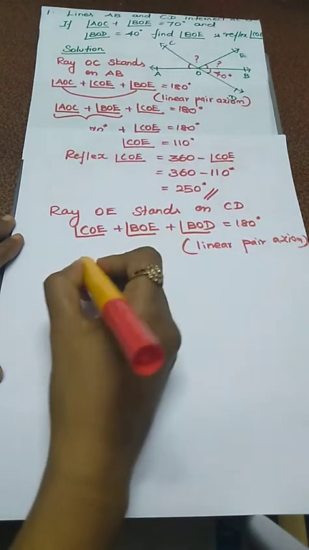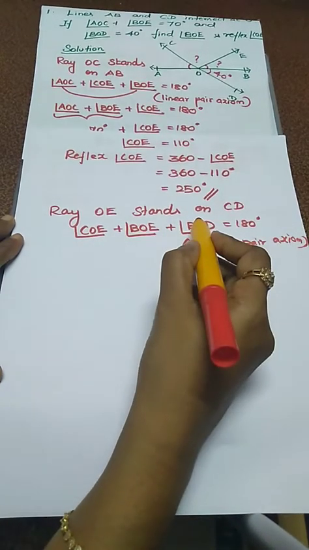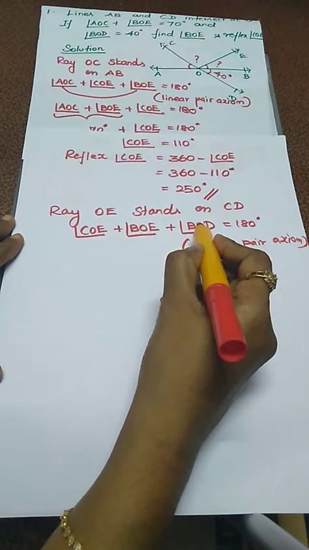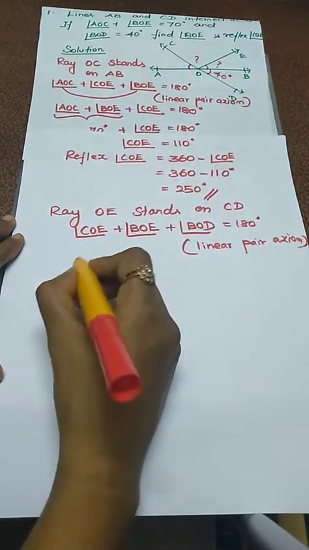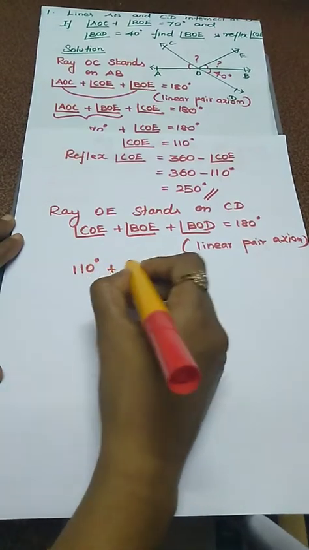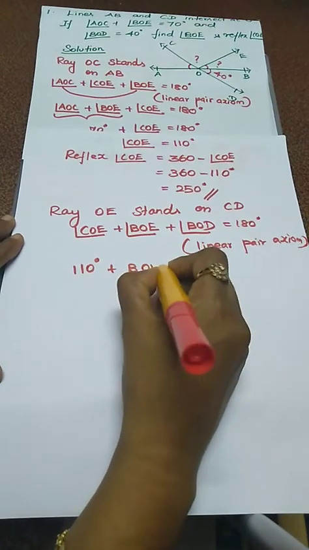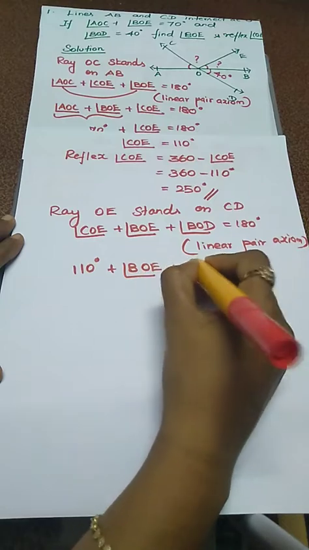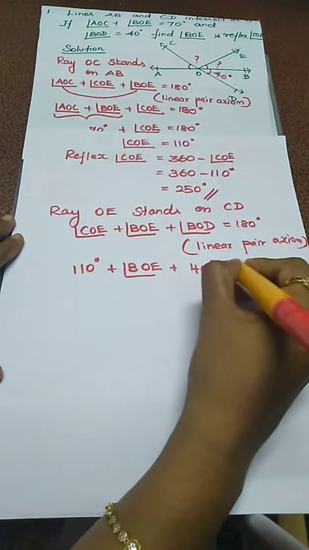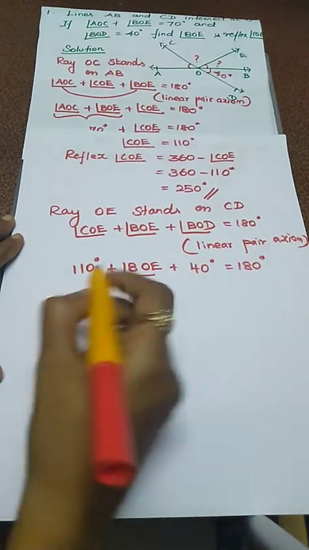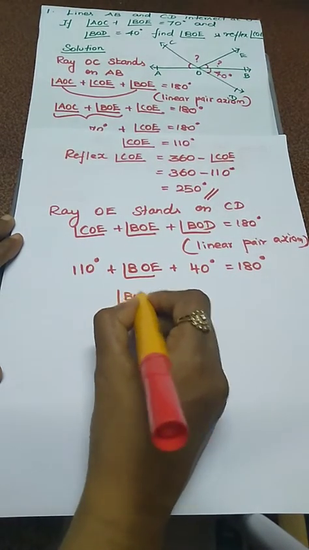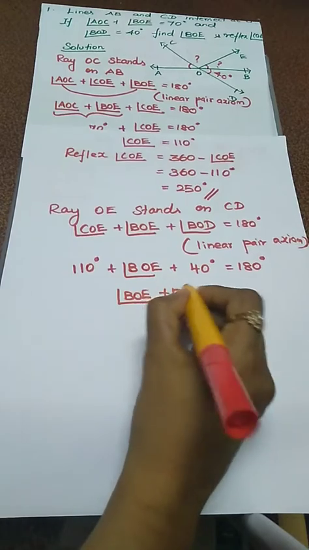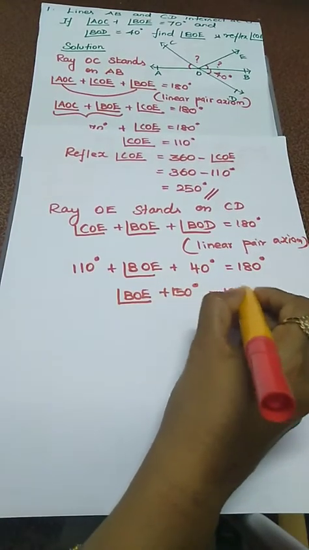Now we know one value, that is the BOD value also given. So we have to apply here. COE value also we know, that is 110 degree. So 110 degree plus BOE plus BOD value also given, that is 40 degree is equal to 180 degree. 110 plus 40, that is 150 degree. So angle BOE plus 150 degree is equal to 180 degree.